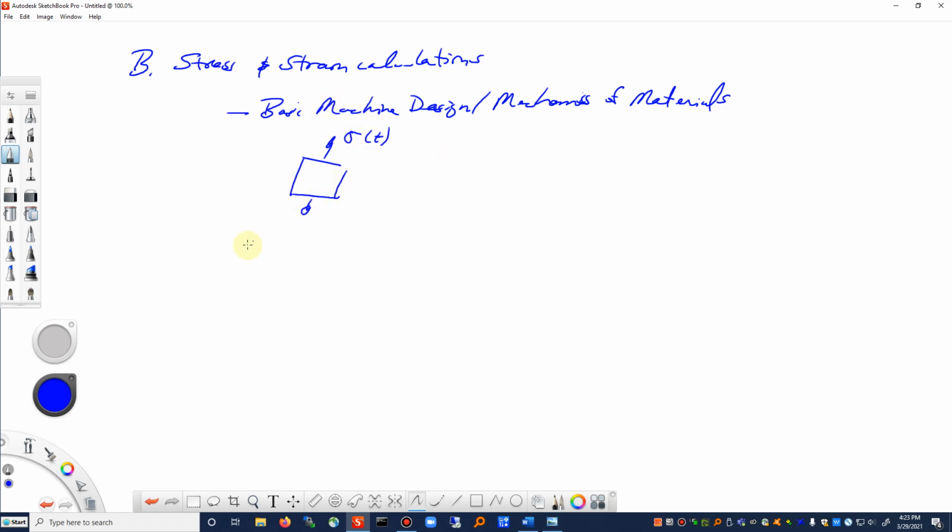Now, in more sophisticated or more complicated situations, you might use finite element analysis to determine your stresses and strains. In some cases, you may also have to use plasticity. And of course, you may end up needing to apply some fracture mechanics.